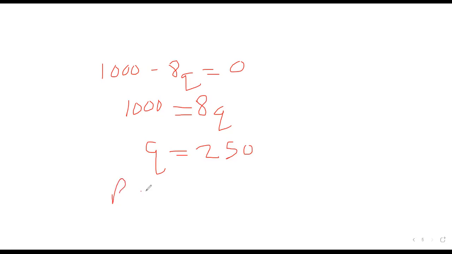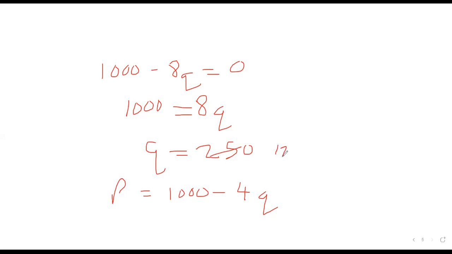And we already had our P as 1,000 minus what? 4Q. Was it 2Q or 4Q? 1,000 minus 4Q. So when you put our 4 there, what are we having? Q is equal to 125. When you divide there, you get 125.